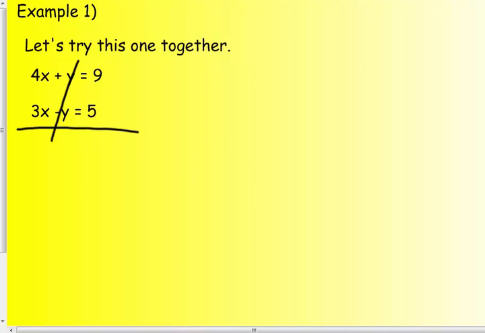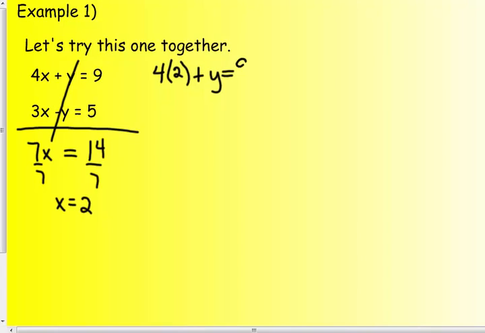If I add these two together, the y's cancel. So 4x and 3x is 7x equals 14. Dividing by 7, I get x equals 2. Substitute that into one of the equations. I'll substitute it into the first one. 4 times 2 plus y equals 9, that's 8 plus y equals 9. So y equals 1, because 8 plus 1 is 9. So my solution is (2, 1).